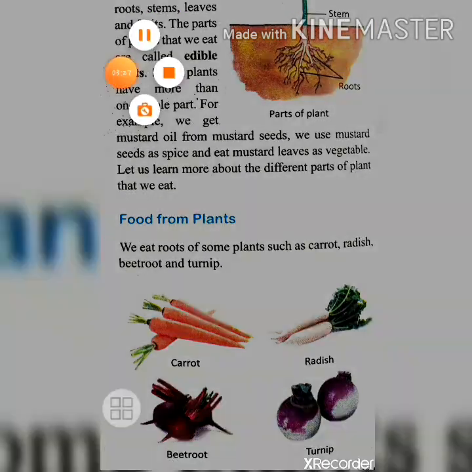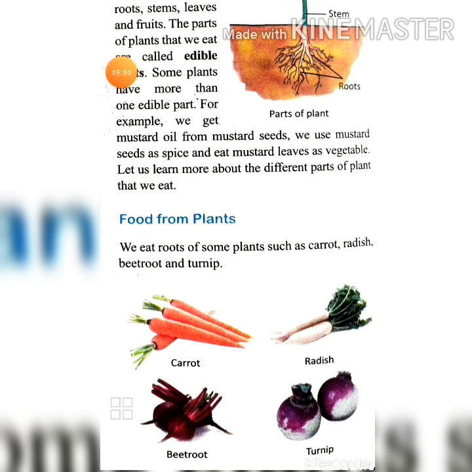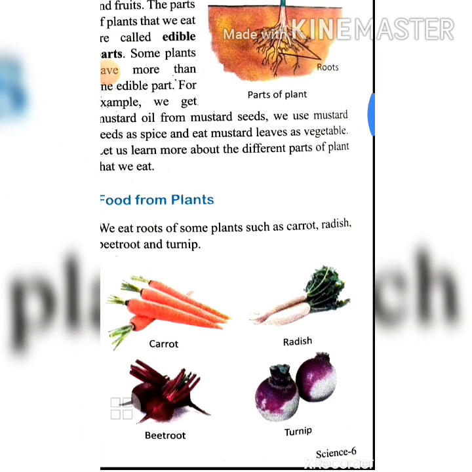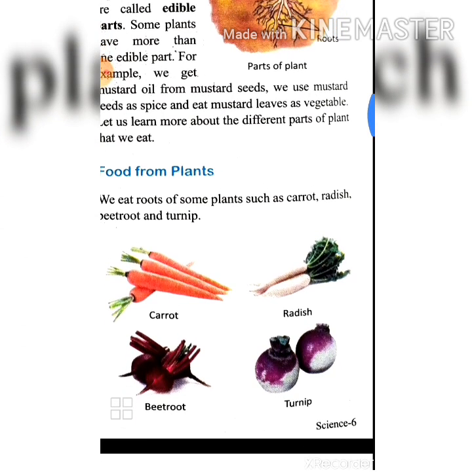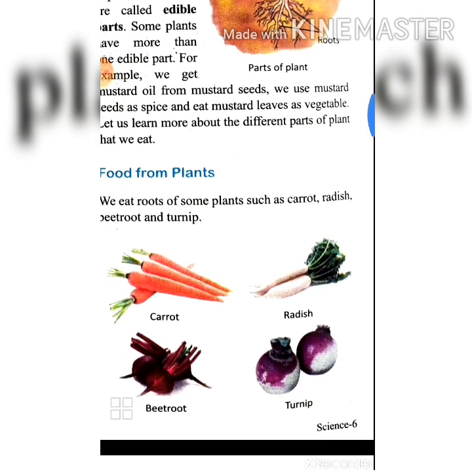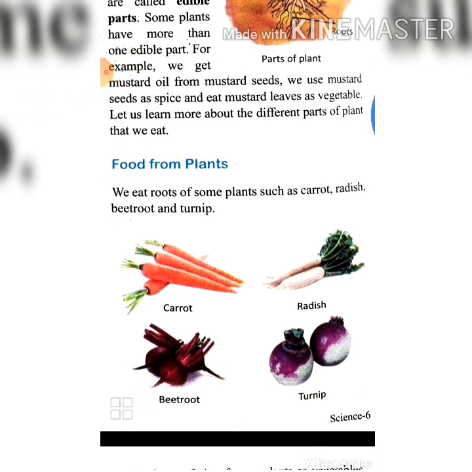Now let's move to the next part, that is food from plants. There are certain examples with pictures given to you all, and these are things we have been doing for many years. We all know some examples of roots which we eat are carrot, beetroot, and turnip.